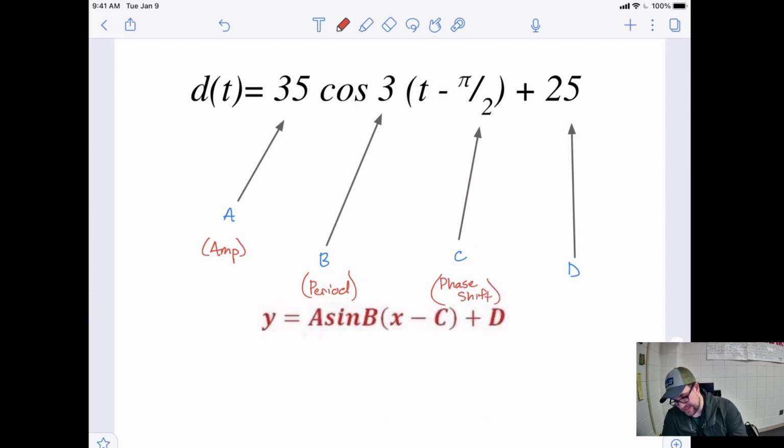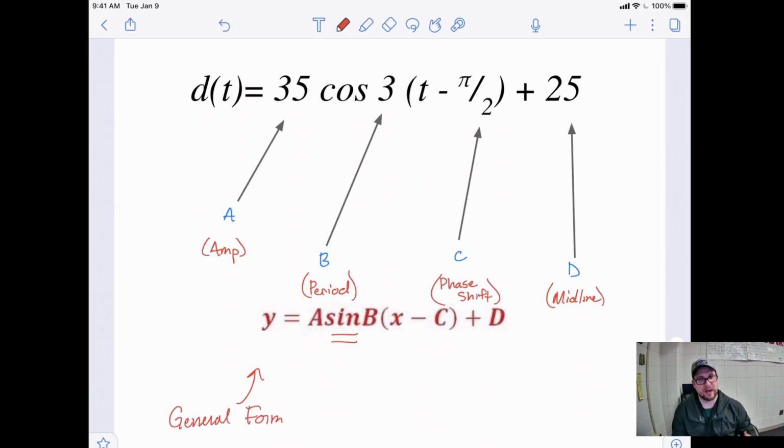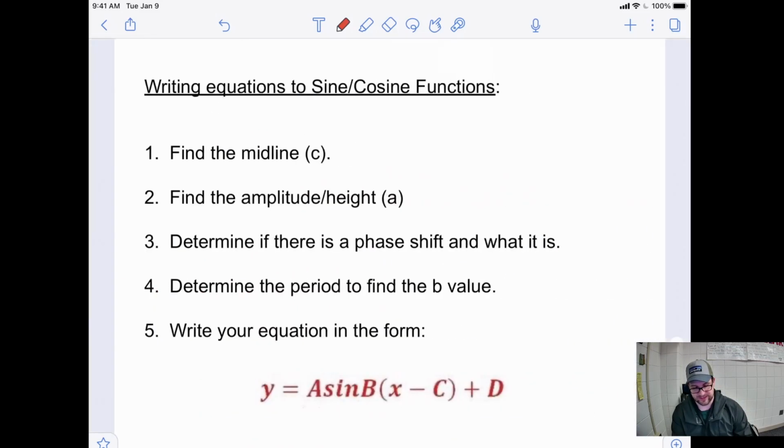And D is going to be where our midline is located. Right, so each of those is always going to play its role, and the general form of any one of these functions, you can always change out whether it's sine or cosine, will look like this. So what we're going to do when we write these functions today is write them more in that general form, and if there are pieces that we don't have, we're just going to include zeros at those spots.